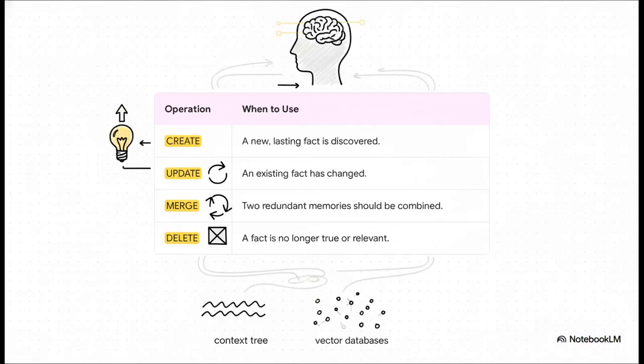An AI's memory needs a formal set of rules, just like a regular database. We need rules for when to create a new memory, when to update an existing one, when to merge notes that are redundant, or when to delete information that's just not true anymore. This disciplined approach is what keeps the AI's knowledge from becoming a total mess.